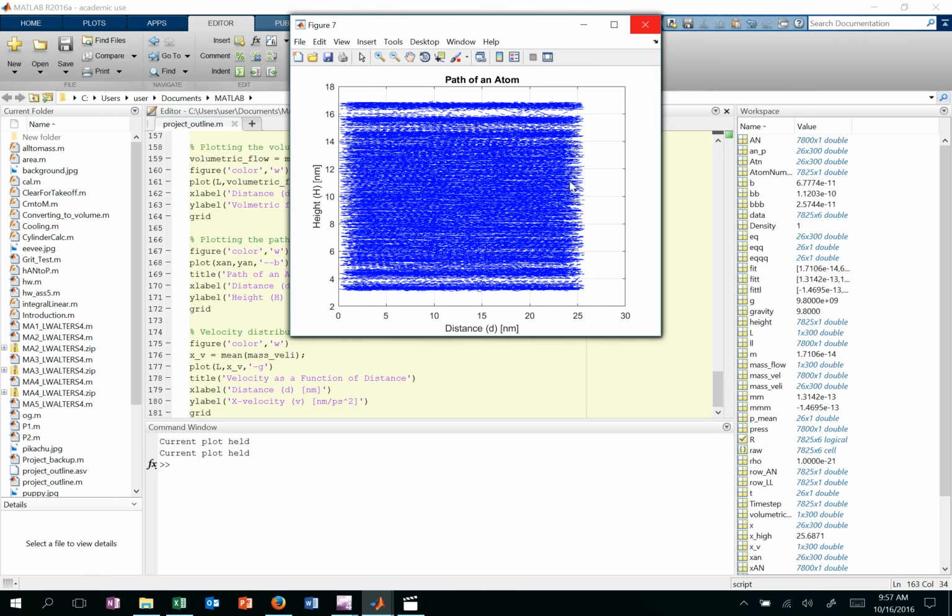And what that last graph showed us is that the longer the tube, the higher the x velocity will be as it reaches the end of the tube, and that could possibly lead to the water molecules passing through that last filtration system faster. And this is the path of an atom.